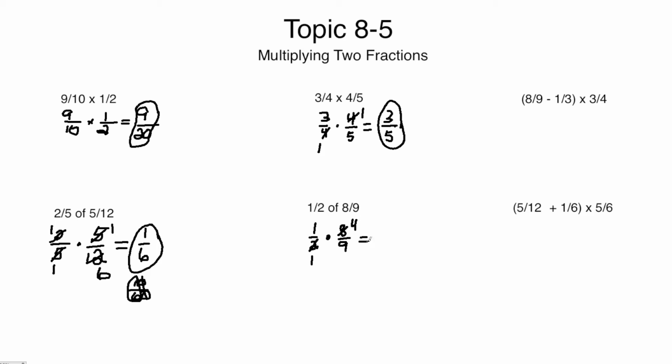Step 2, multiply straight across. 1 times 4, 4. 1 times 9, 9. We have 4/9.